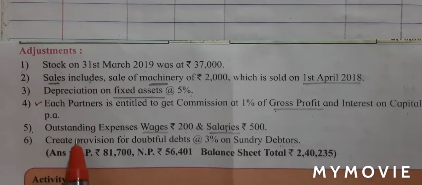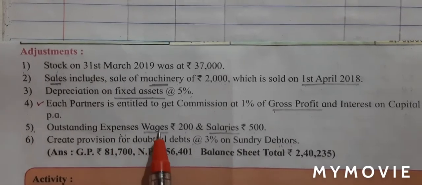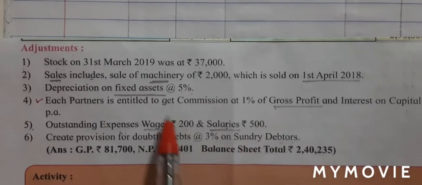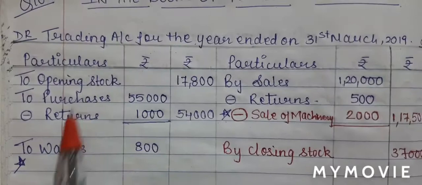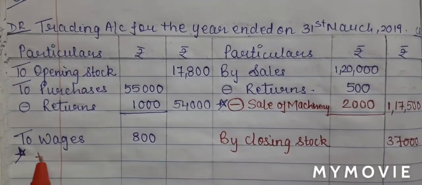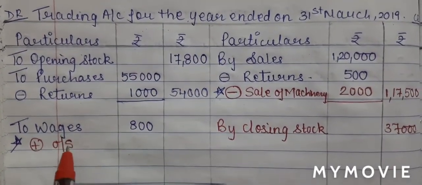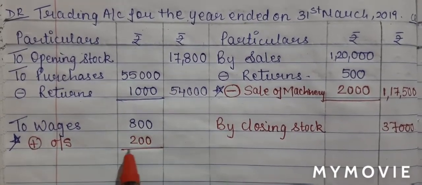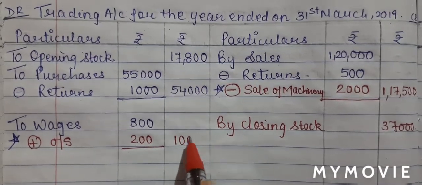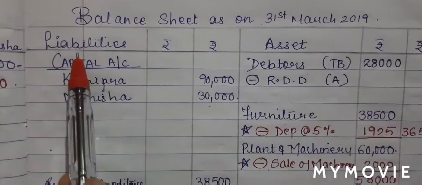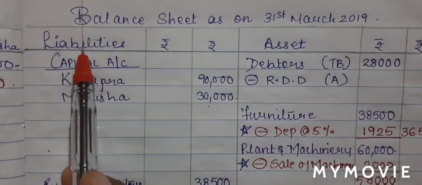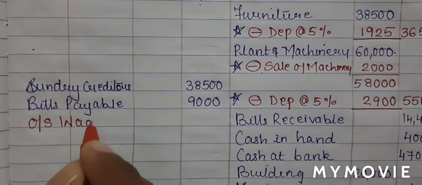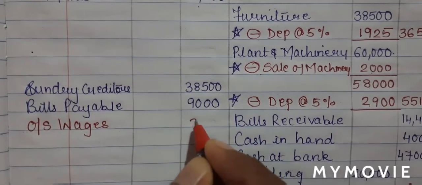Adjustment number 5, outstanding expenses, wages rupees 200 and salaries. Let us first do for wages. So in my trading account on the debit side, I'll write add outstanding 200 rupees. So 800 plus 200 will give me 1,000 rupees. This is my first effect. My second effect will be on the liability side. I will write outstanding wages. In the outer column, 200.